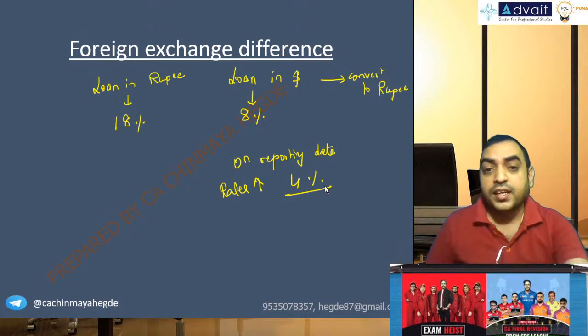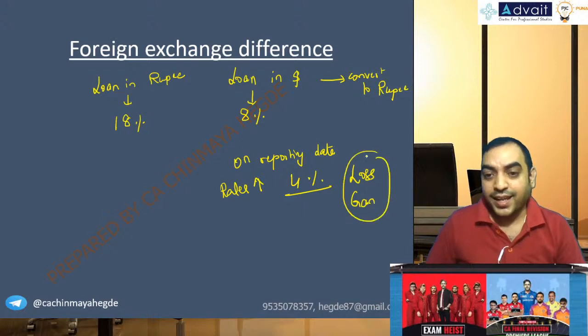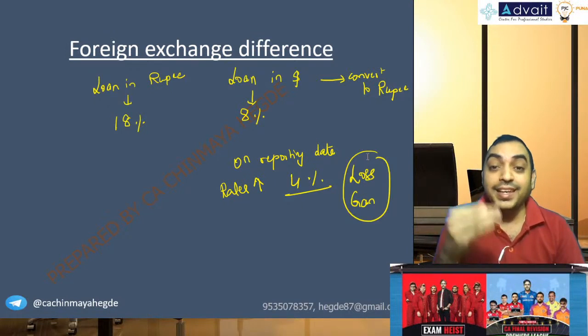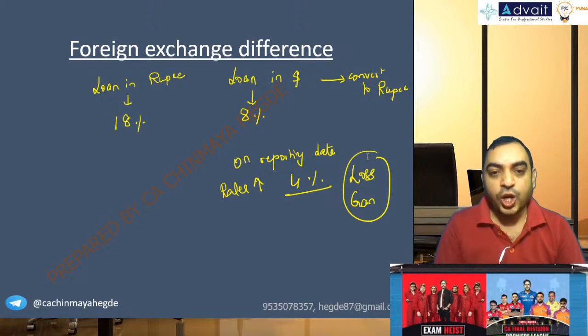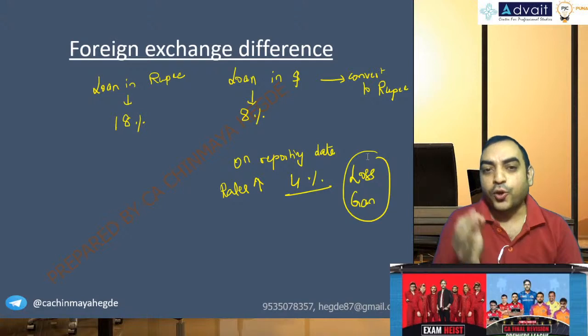Now that 4%, can you tell me, is it a loss or a gain in this transaction? You have taken a loan in foreign currency and the currency rates have increased, a premium of 4%. Is it a loss or a gain from the borrower perspective? It is a loss, because the borrower has to pay more.